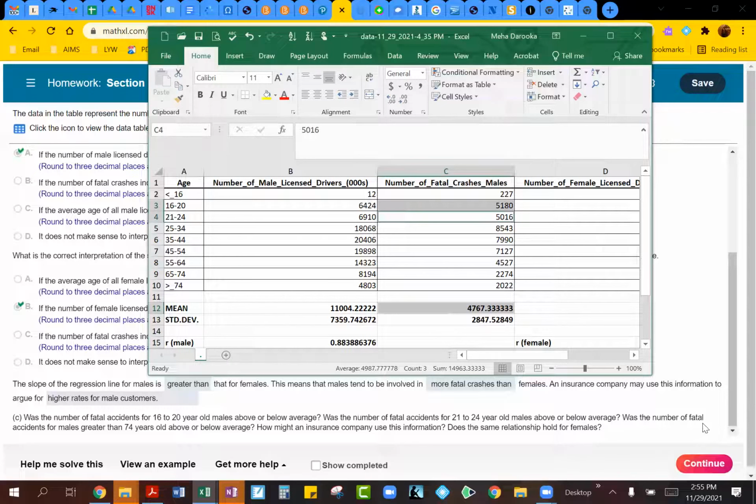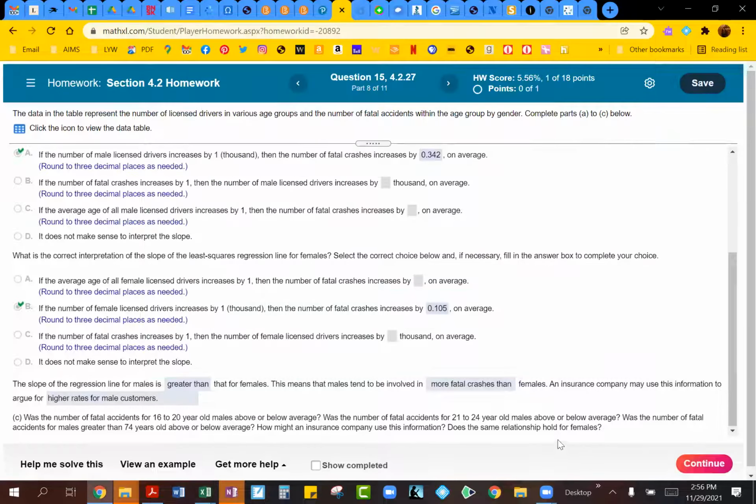Then they are saying, was the number of fatal accidents for males greater than 74 years old above or below average? And that's going to be this last group over here. You can see for people older than 74, you're looking at a number of 2022, which of course falls below your average for this group. And how does that relationship hold for females?